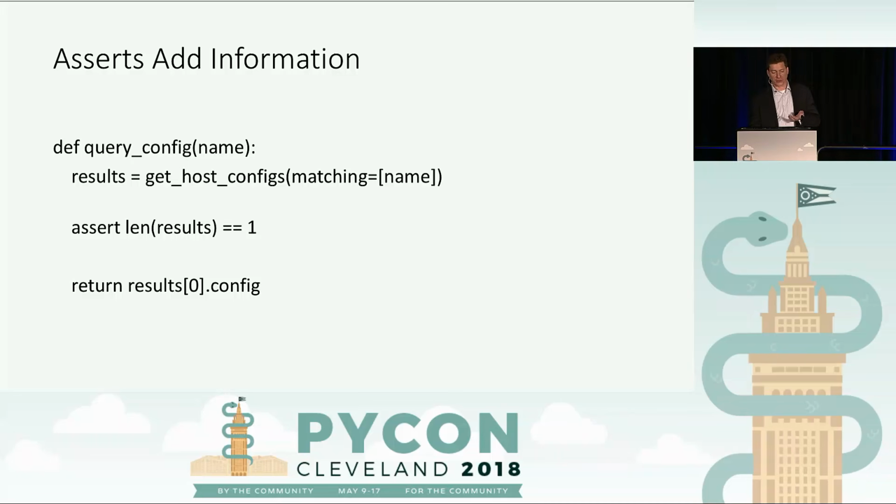This is an example of asserts adding information. So if you have a function called getHostConfigs, the fact that the function name has a plural in it implies that it's returning a list. So the getHostConfigs function is going to return 0 or more configs. This is you adding information to help the reader.